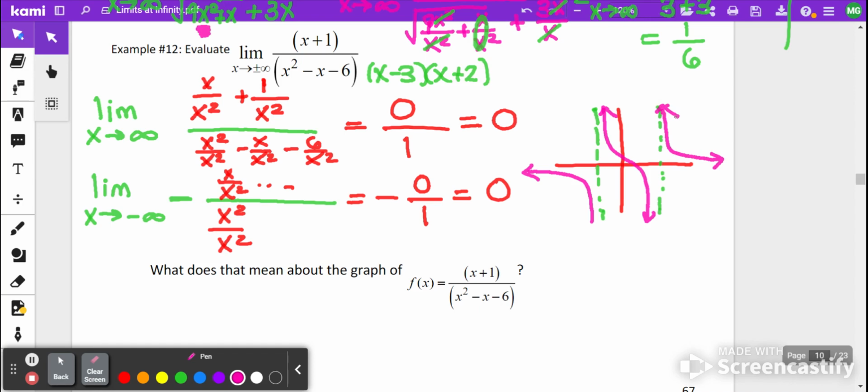Okay? And by the way, what that means is we have a horizontal asymptote at y equals 0. Okay, I know that it goes through right here, and that's okay. It just means that the end result here, there is a branch that's approaching 0 here and here. Okay, so y equals 0 is a horizontal asymptote.